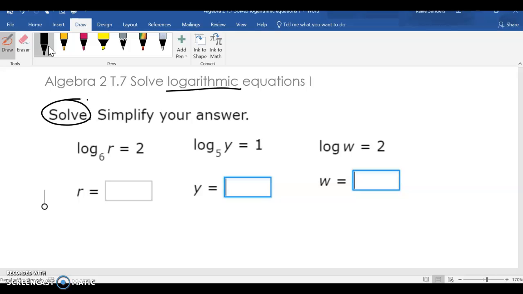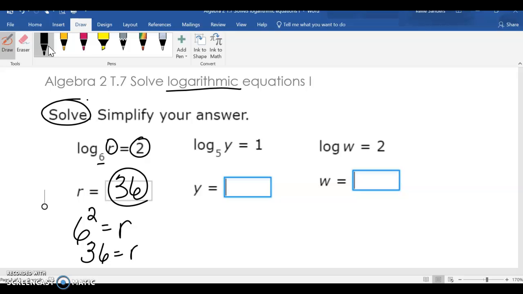But remember, we have a 6, we have an R, and we have a 2. Which one of these is the base? The 6 is. Which one of them is the exponent? The 2 is. And then the R would be the answer if we knew where the 6 and the 2 went. And what is 6 to the 2? 36. So 36 is your answer.